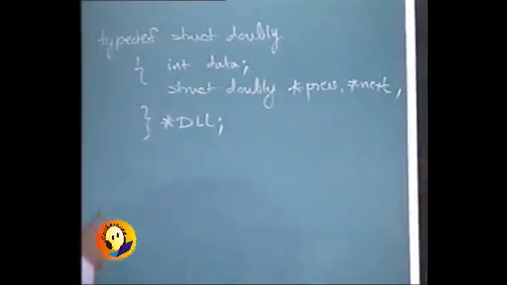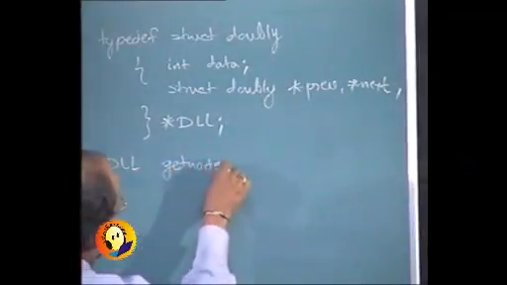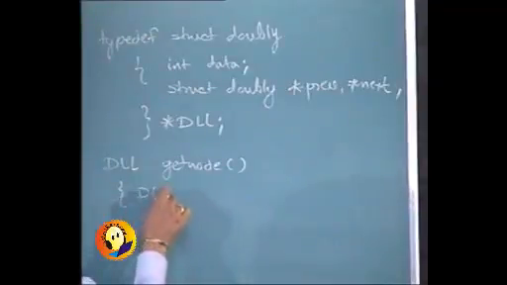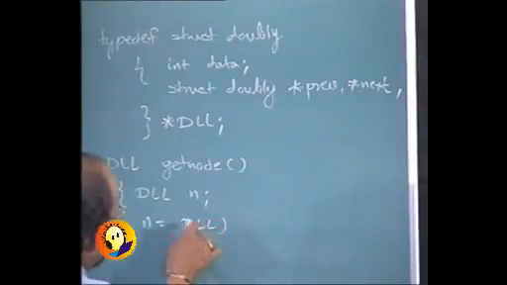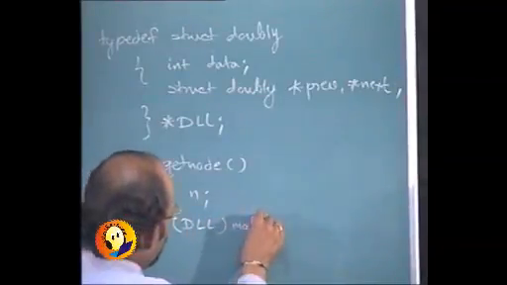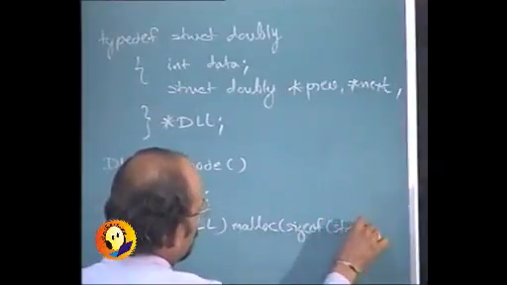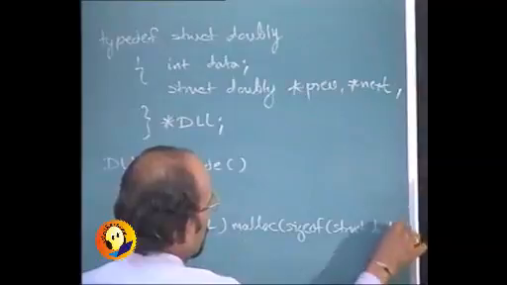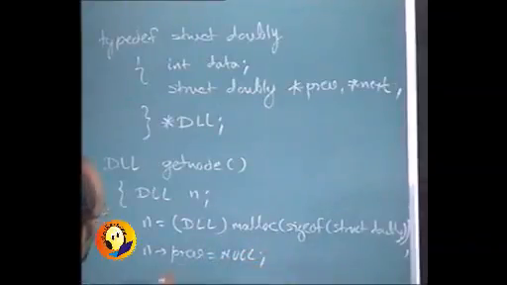Obviously, the very first function will be get node, where we are required to perform the allocation job. It will be n equal to typecasted as DLL, malloc size of struct doubly, and then both the pointers should be set to null. N arrow previous equal to null, n arrow next equal to null, and return n.